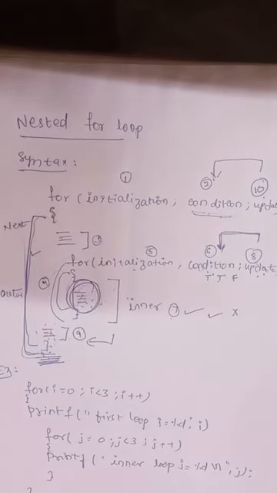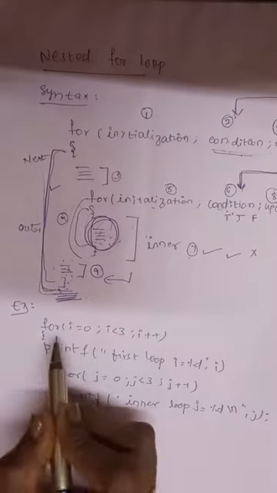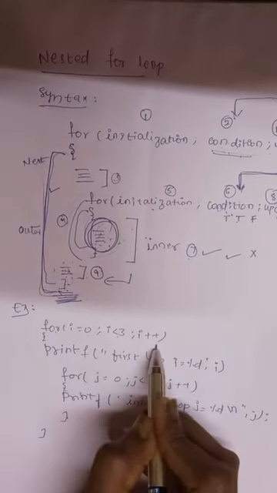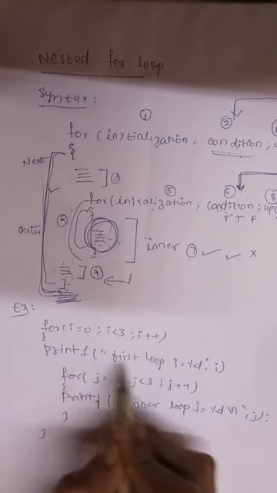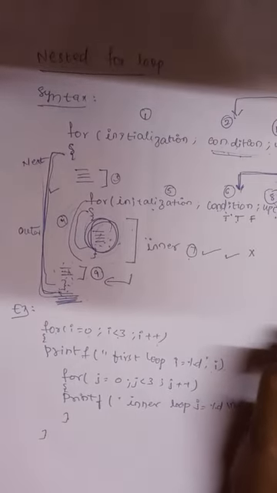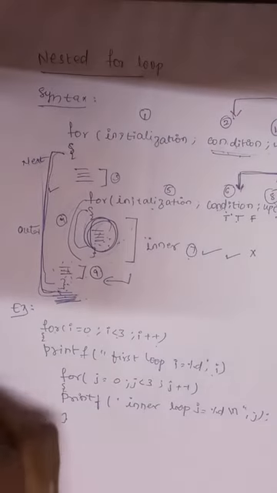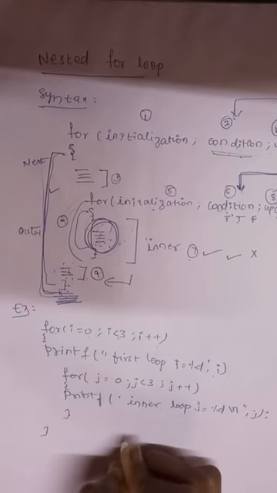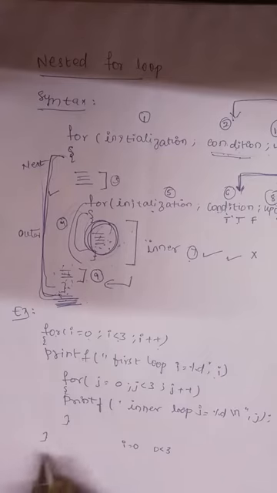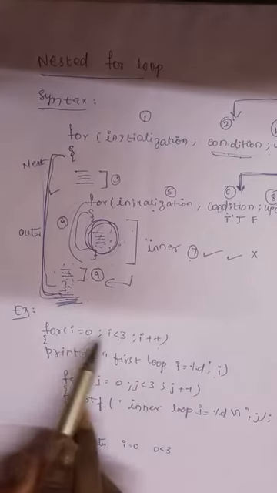Now we'll see some examples of nested for loop. For i equals 0, i less than 3, i plus plus. Printf first loop, i value I am printing. So when i is 0, 0 is less than 3. Now I am executing the looping here. This is the first outer for loop. Now 0 less than 3.